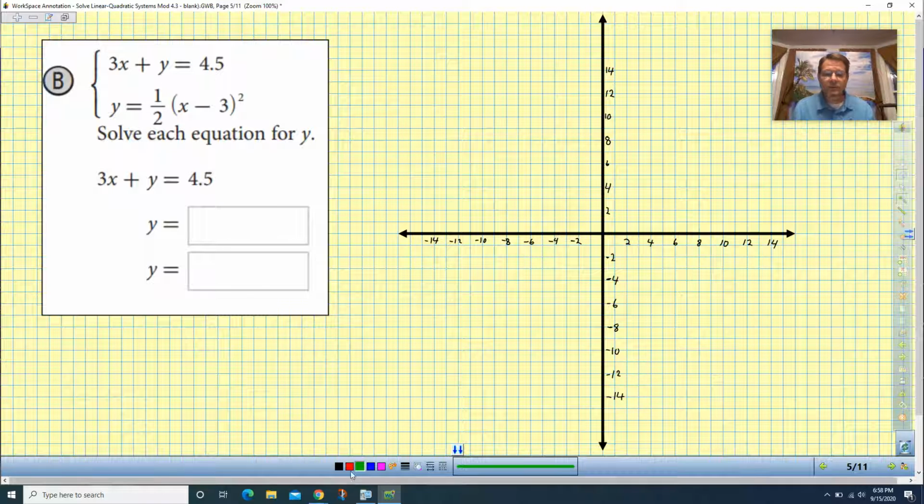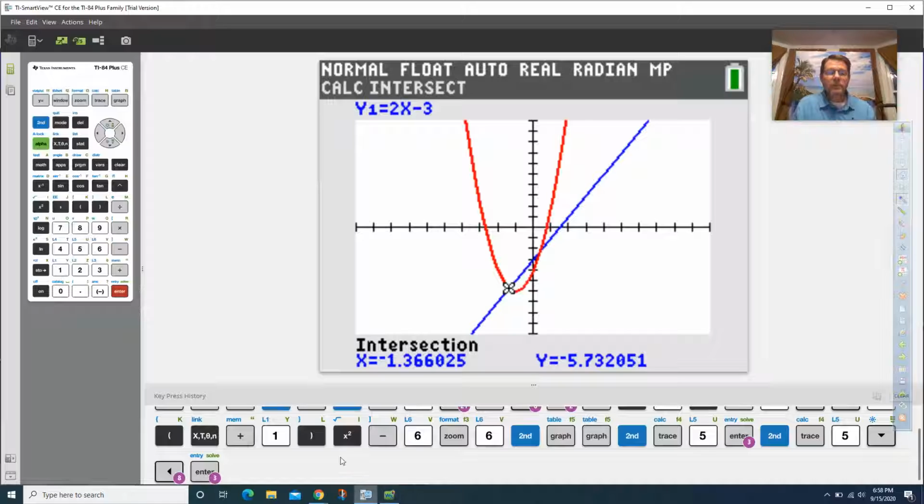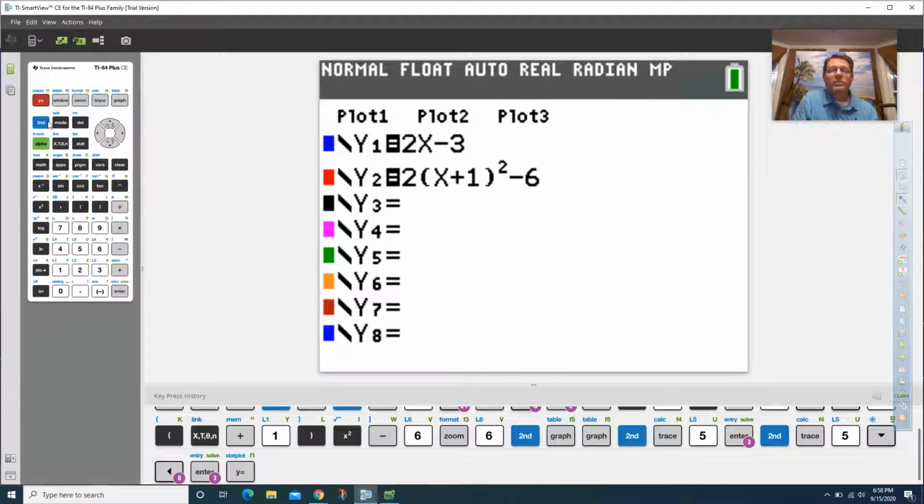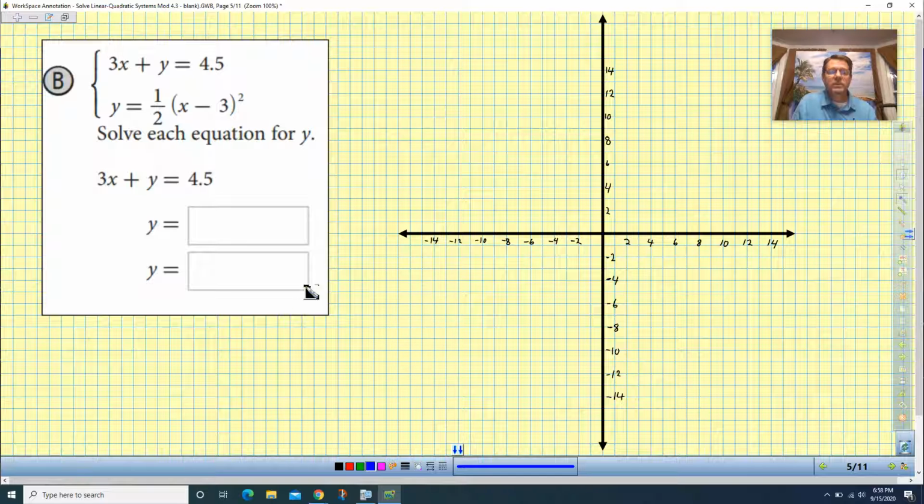So you've got to solve for y first. So we bring the 3x over. Let's check here. Which one was which? First one is blue. The second one is red. So we'll stay with blue for our first equation. So it's y equals negative 3x plus 4.5. Of course, we got a crazy decimal in here. And then the next one's already solved for y, so that's not too bad. We've got y equals (x minus 3) squared.